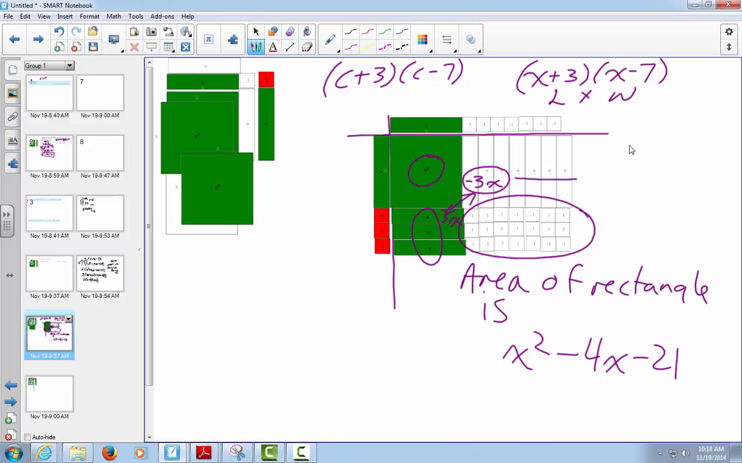So using algebra tiles, I can find the same solution of x squared minus 4x minus 21 as we did on the previous page using algebra. Either method is great. This is a nice visualization. This is the area, with dimensions x plus 3 and x minus 7.